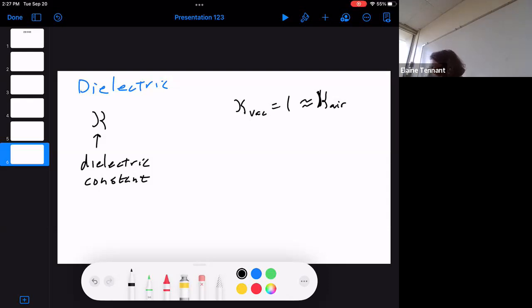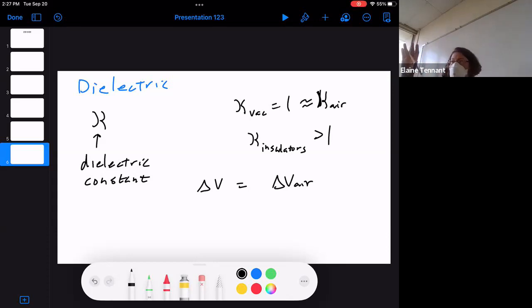And then I should say, the kappa for insulators or dielectrics is always going to be more than 1. Where if you have some voltage in air, so if you have your parallel plate capacitor and it's got some voltage in air, and then you put a dielectric in between your two plates, basically you divide that voltage by kappa.